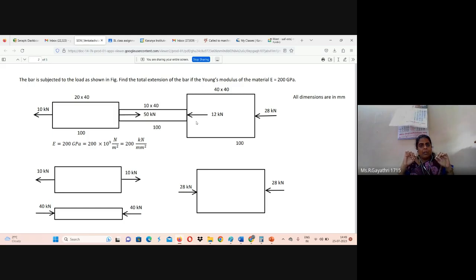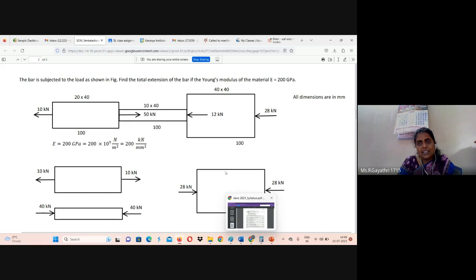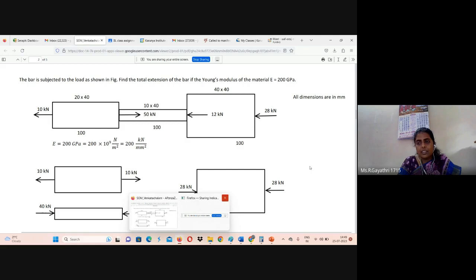In this problem also we need to find the total extension of the bar. I will solve it in the next class. I think tomorrow we will have class, so I will solve this question in the next class. Very, very important question. Or I will give some idea. You can manage.